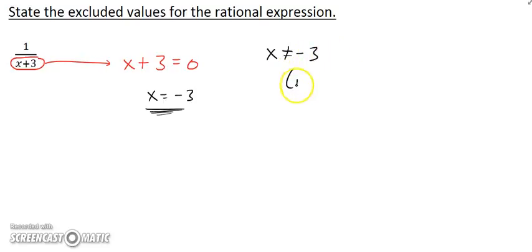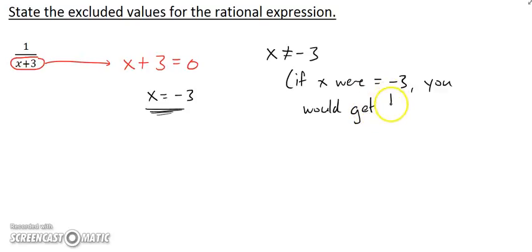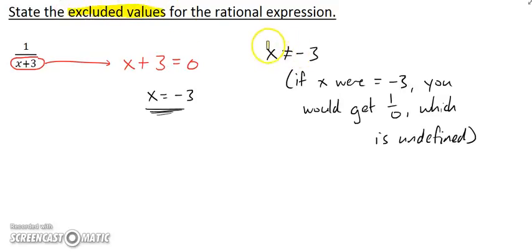And you don't need to write this part, but for the first time in the video I want to write this. If x were equal to negative 3, you would get 0. You would get, in fact, 1 divided by 0, which is undefined. So that's worth maybe at least the first time jotting down here. That's why I'm saying that my answer for the excluded values is this, that x cannot be negative 3. Okay.